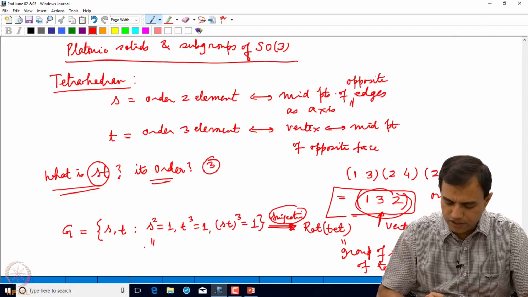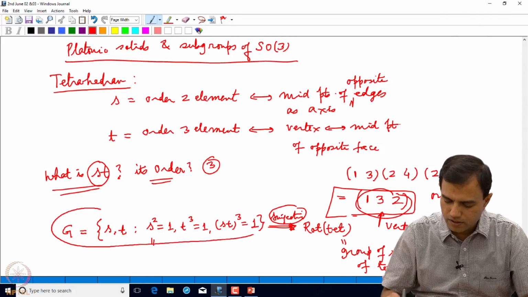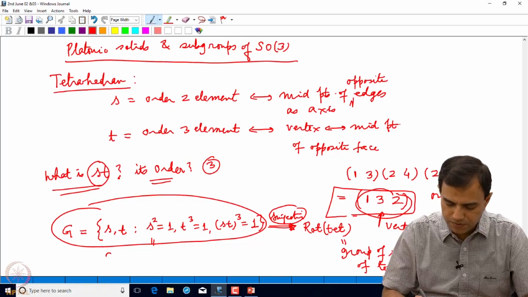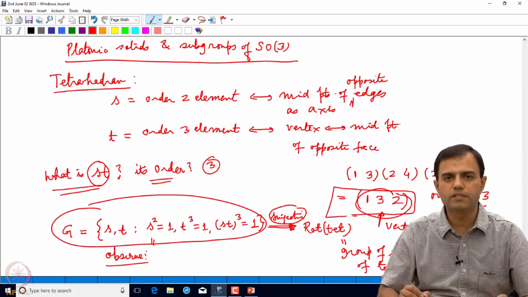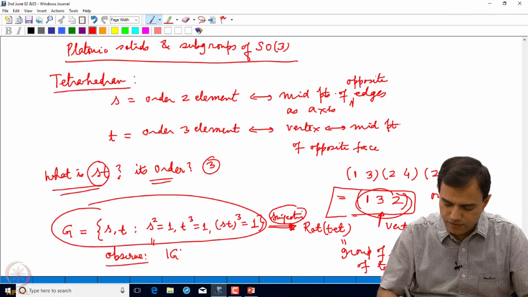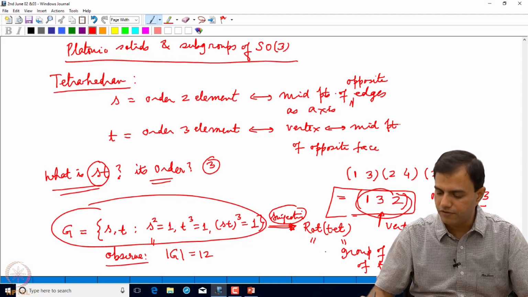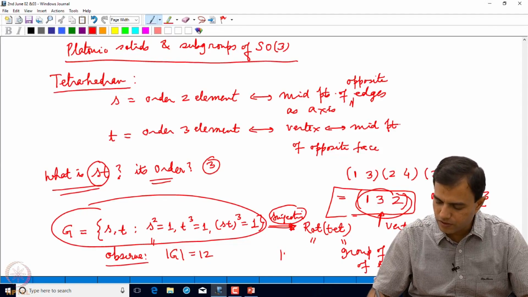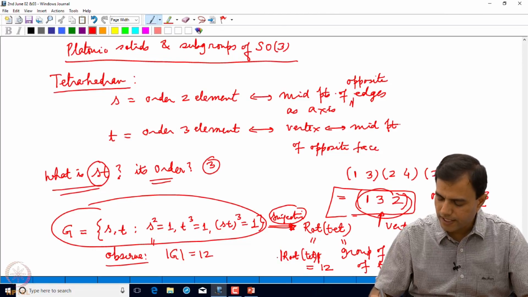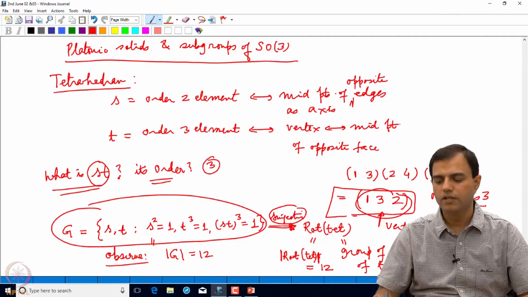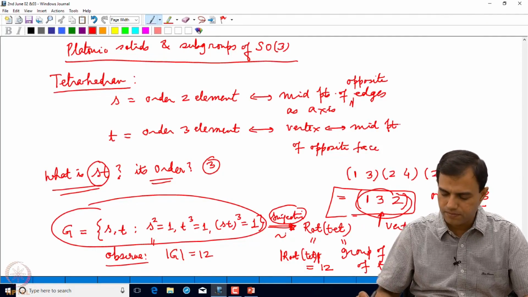And what's the order of this? So observe, by some work, that the order of G is 12, and the symmetries of the tetrahedron, that order is also 12, and I have this surjection. So this has to be an isomorphism.